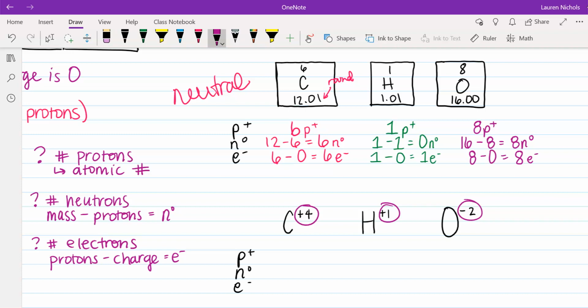For carbon, we know that carbon is number 6 on the periodic table, so it has 6 protons. And for its neutrons, it's still the same process. We say 12 minus 6 protons gives us 6 neutrons. And for the electrons, this is where we say, okay, we have our 6 protons minus a charge of 4, which is equal to 2 electrons. So those are all the electrons that are available.